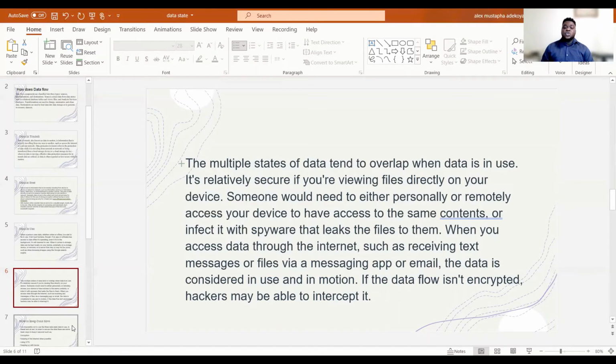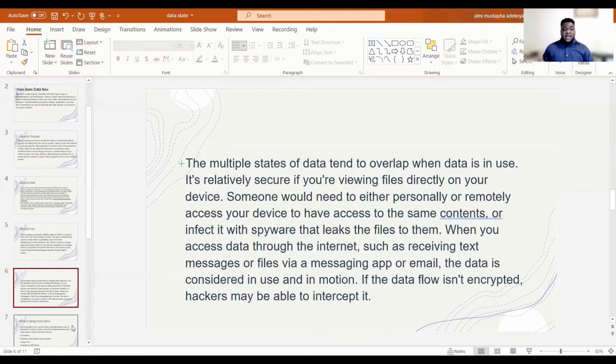It is relatively secure if you are viewing files directly on your device. Someone will need to either personally or remotely access your device to have access to the same content, or infect it with spyware that leaks the file to them. When you access data through the internet, such as receiving texts, messages, or files via a messaging app or email, the data is considered in use and in motion. If the data flow isn't encrypted, hackers may be able to intercept it.